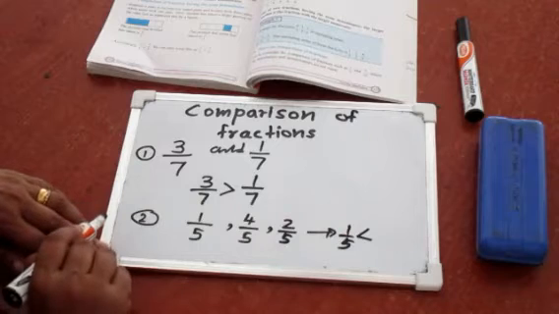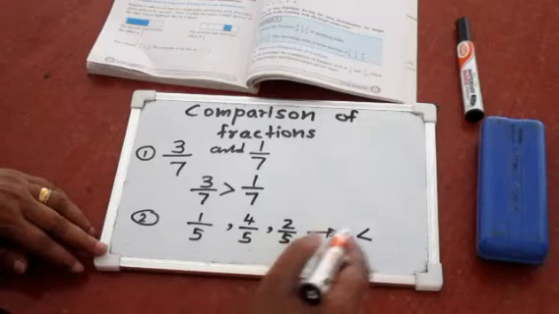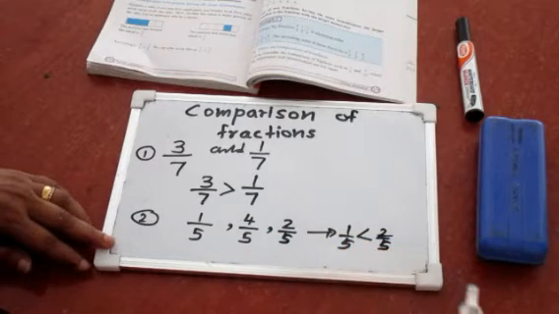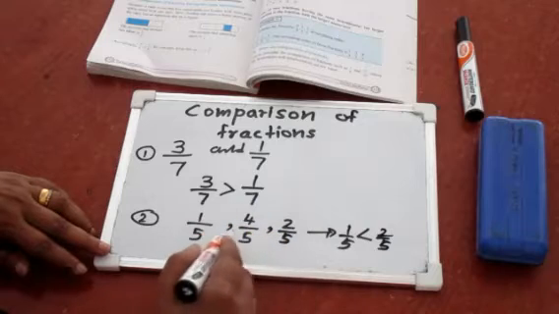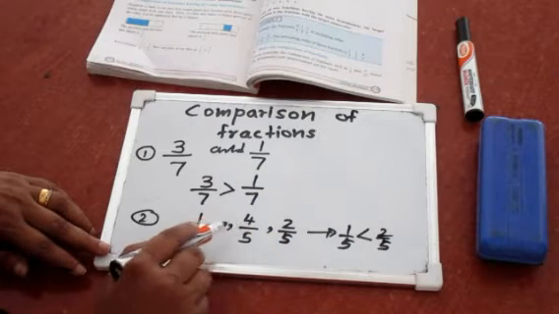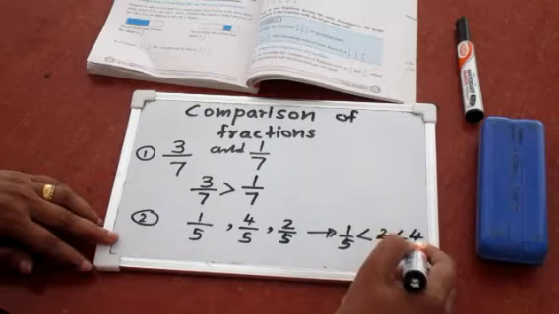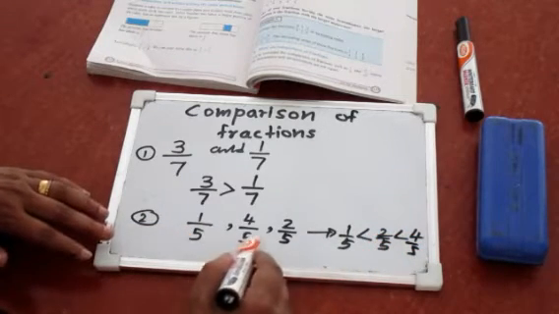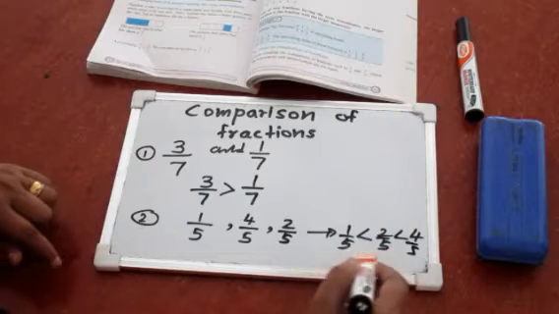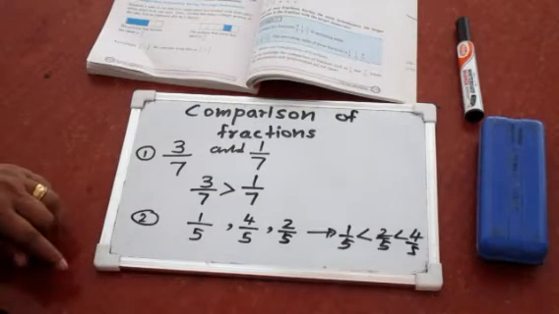Then the next larger number is 2 over 5. Then the largest fraction is the fraction with the largest numerator, 4 over 5. Now these fractions in ascending order are arranged in this way. Now we have finished the comparison of fractions. So let's move to the final part of the lesson, that is addition and subtraction of fractions.